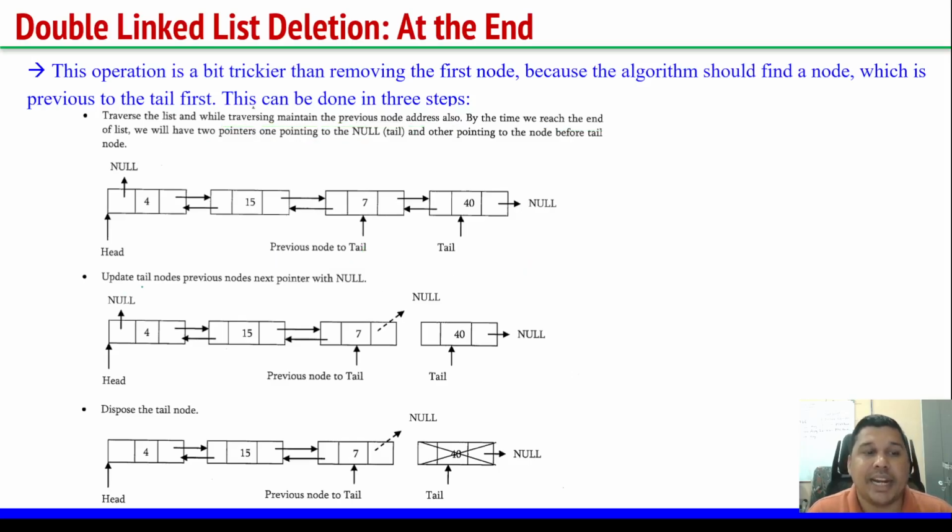Next, update the tail node's previous node to null. The tail node's previous node's next pointer, this one, you make it null. That is it, this link is broken here. Then you free this.